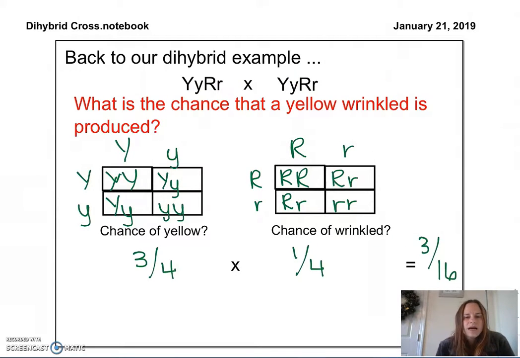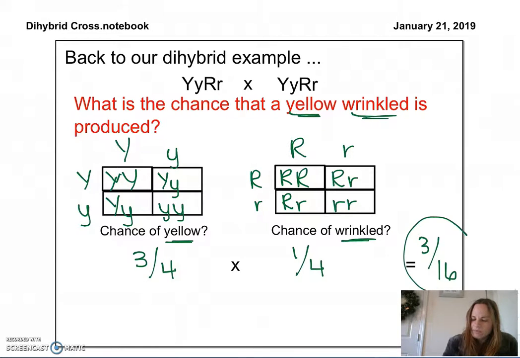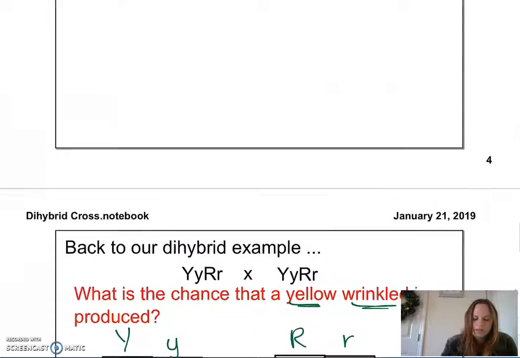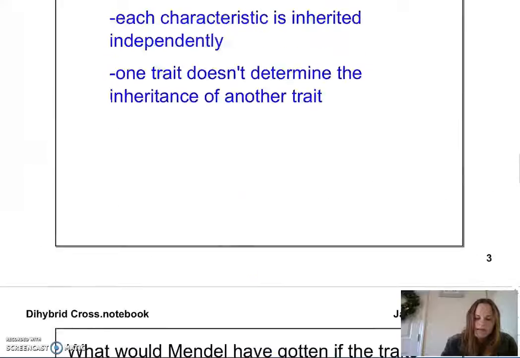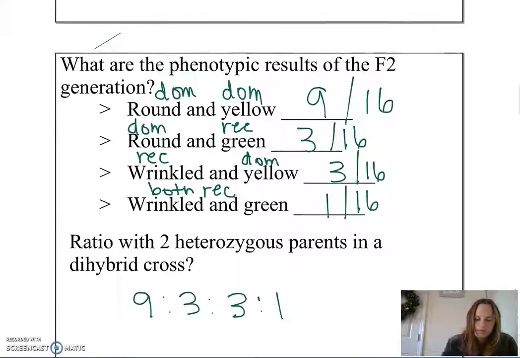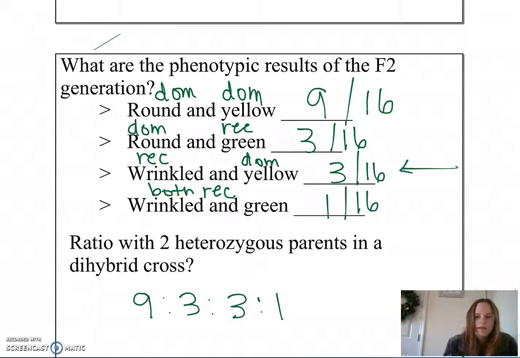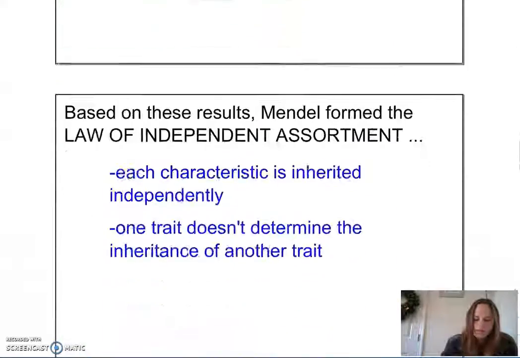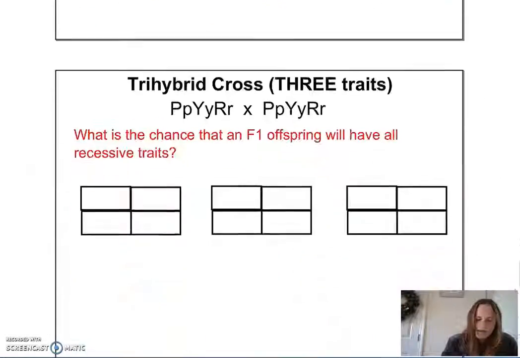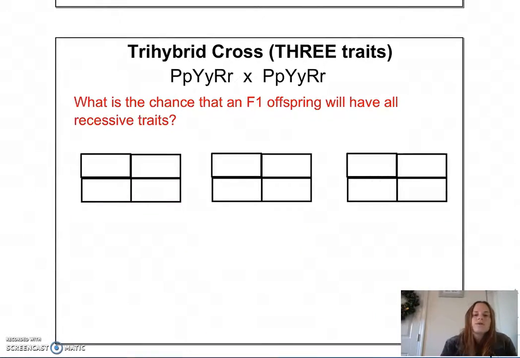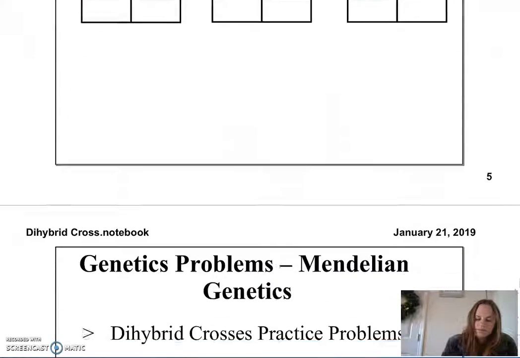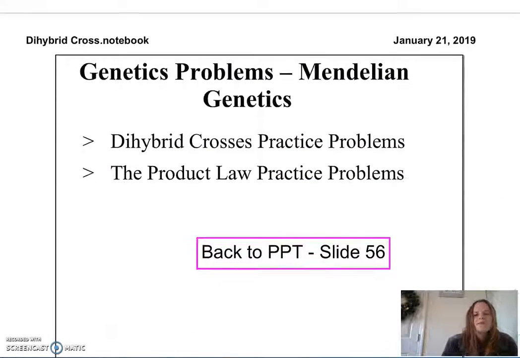So here's my dihybrid cross broken down. I did a monohybrid cross for the chance of yellow and a monohybrid cross for the chance of wrinkled, and I ended up with the possibility of 3/16. Well, let's go back. Yellow wrinkled, was that 3/16? Yep, yellow and wrinkled. And guess what, guys? You can do the same thing for a trihybrid cross where you're using three traits. All right, so go ahead and practice some dihybrid crosses as well as the product law.